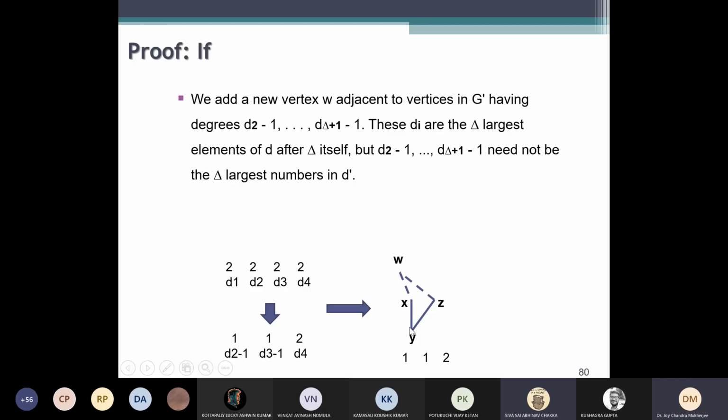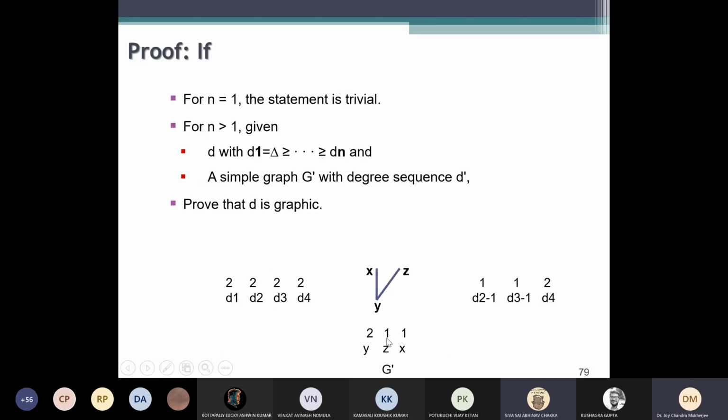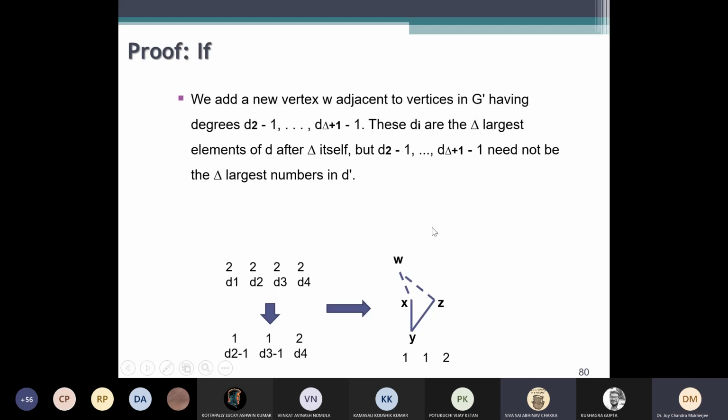So you are given this. Your input is this graph and this. From here you know that you delete 2, it results in 1, 1 and 2. Now you will find in this graph which vertices have degree 1 and 1. So X and Z are those two vertices. So you create another vertex W and you make W adjacent to X and adjacent to Z. And that is how you create a graph which realizes D. Okay, so this if part is easy.